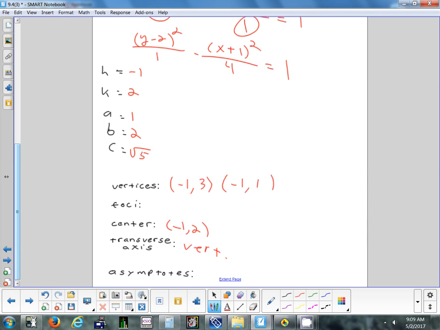Okay, foci are square root of 5 units away. There's not a nice way to really write this. So it's going to be -1, and it's going to be 2 plus the square root of 5, 2 minus the square root of 5.